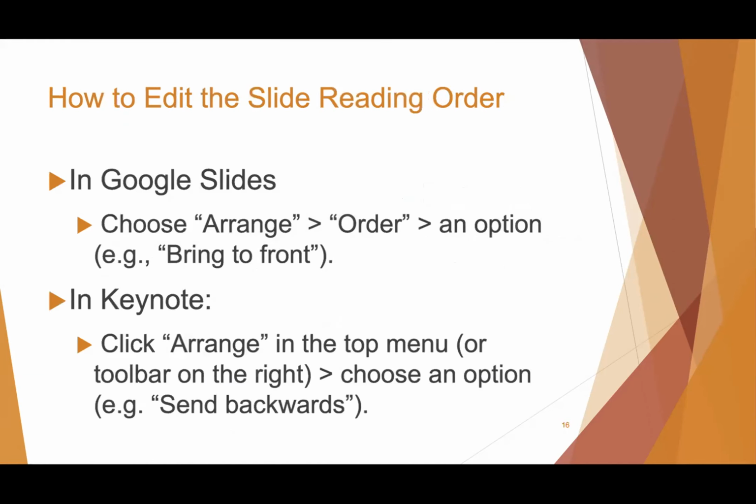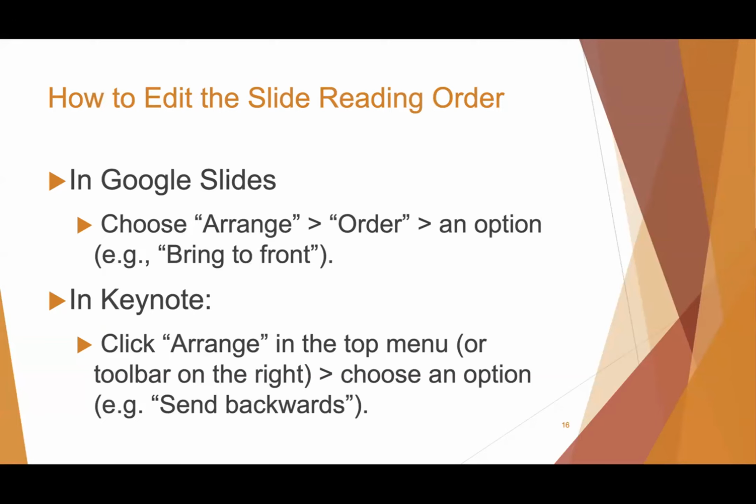Okay, so editing the slide reading order is a little bit more difficult in Google Slides and Keynote. You can't see the order of the options. What you have to do, in both programs, is click on the topmost left option and then tab through it. As you tab through, it'll highlight the container, the box that the information is in, and that's how you can get the order.